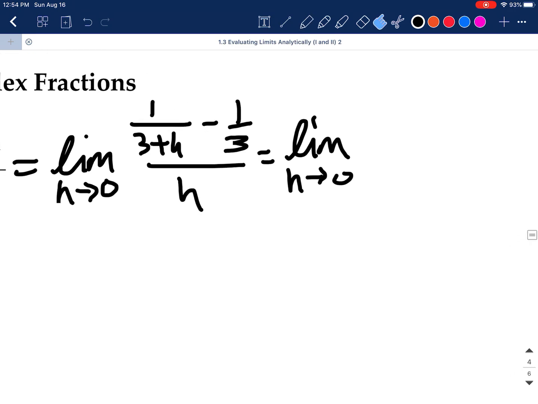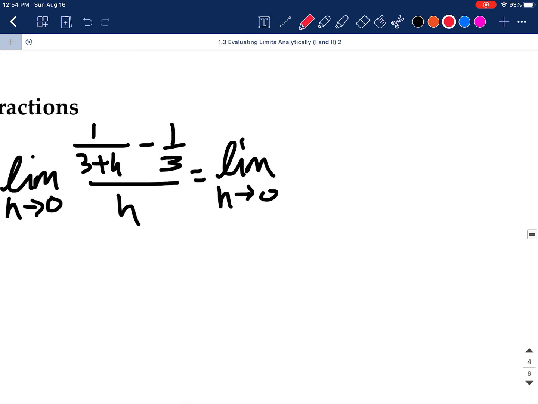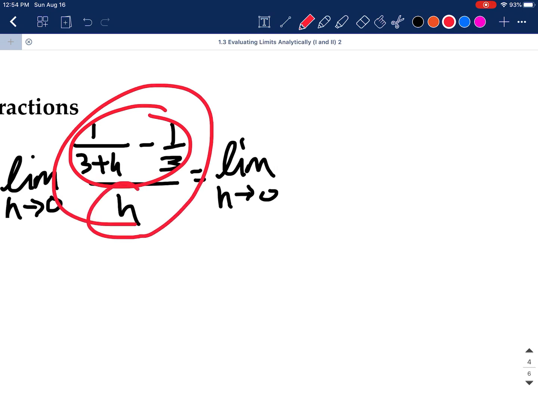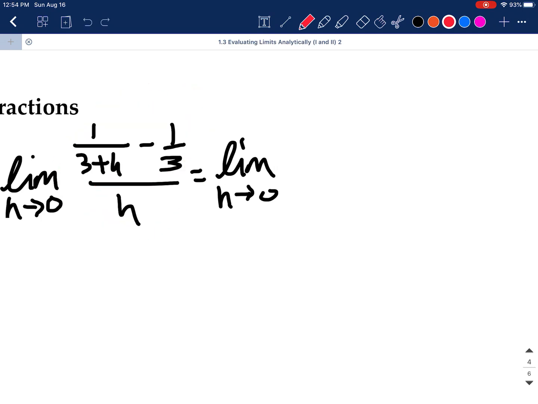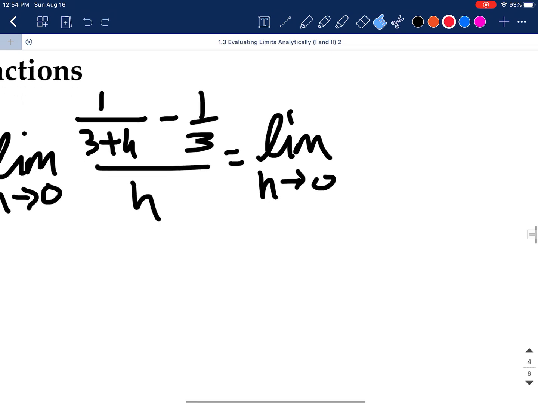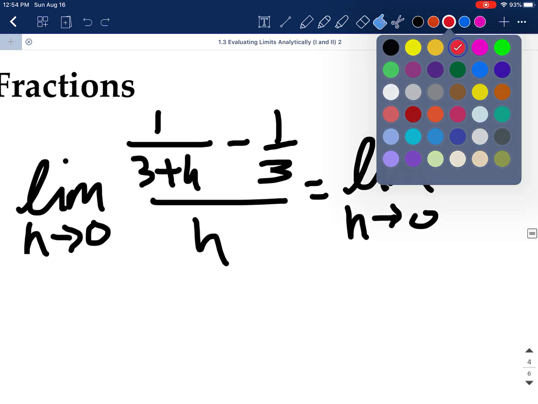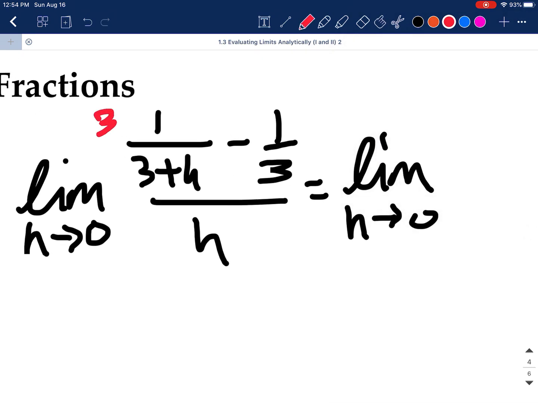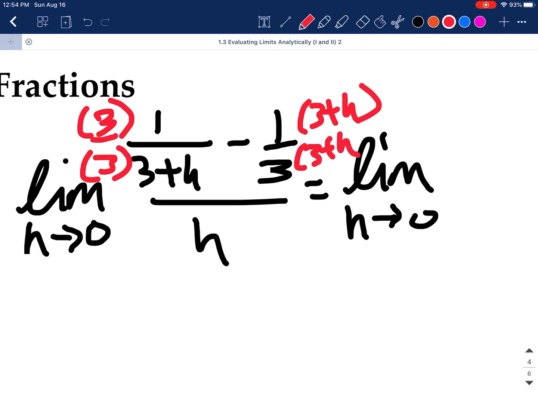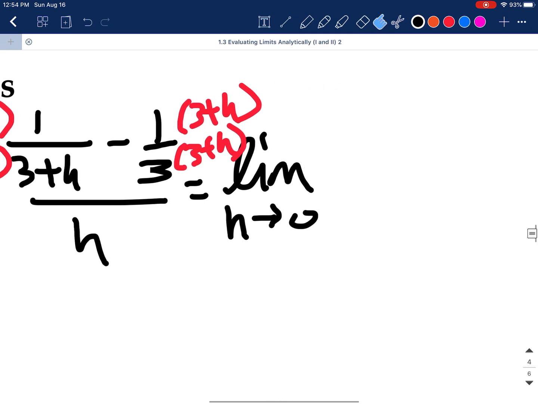So the question is, what am I going to do with this complex fraction? I've got a fraction within a fraction itself, right? The whole thing. So we're going to do what we always do with fractions. If we want to combine them, you need a common denominator. So I'm going to multiply by 3 over 3 and multiply by 3 plus h over 3 plus h, right? Same thing that we do typically with any fractions that we want to combine through addition or subtraction.